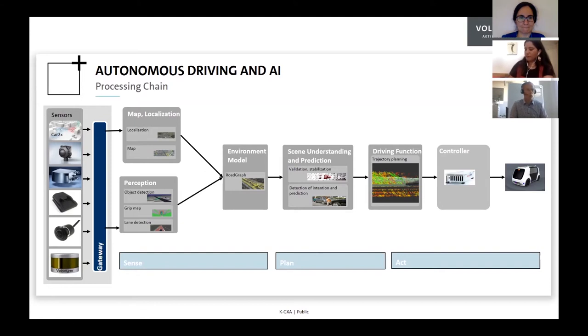It uses a lot of sensors for this. The next thing you have to do, after you sense everything around you, is you need to understand what's going on there, and you need to plan your own path therein.